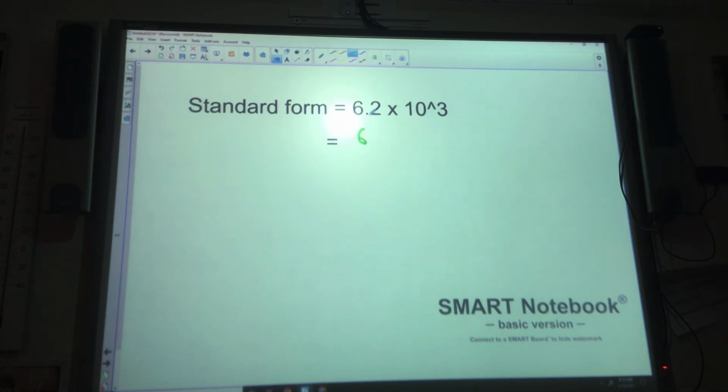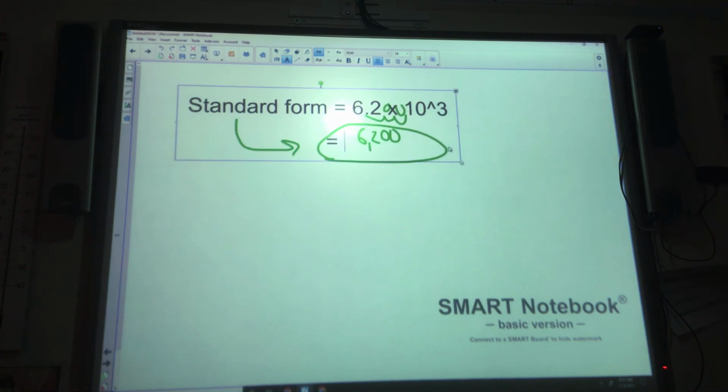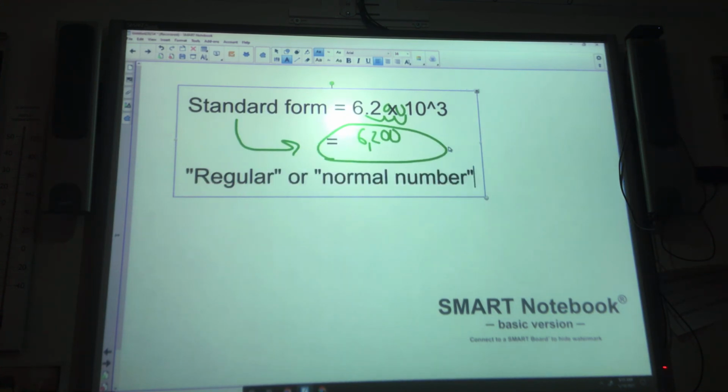So 1, 2, 3 times. Okay, if I write in the 0, it's going to be 6,200. So standard form, standard means regular. That's all it means. So you just answered the problem that you wrote it in exponential notation.